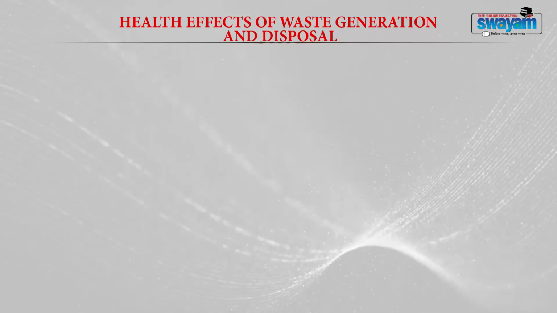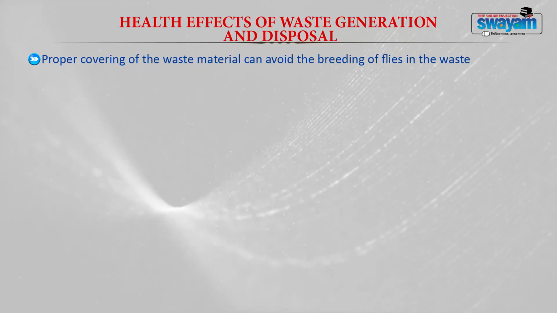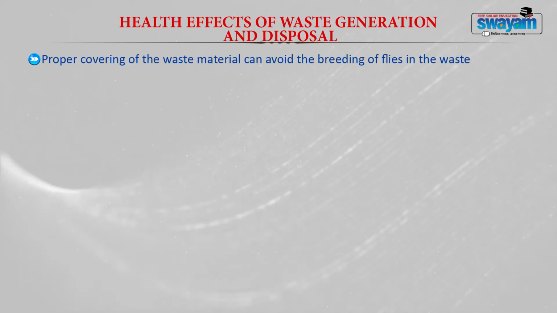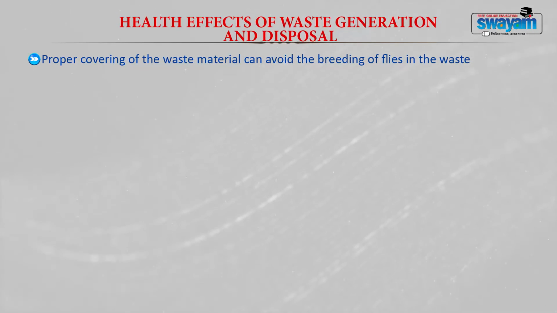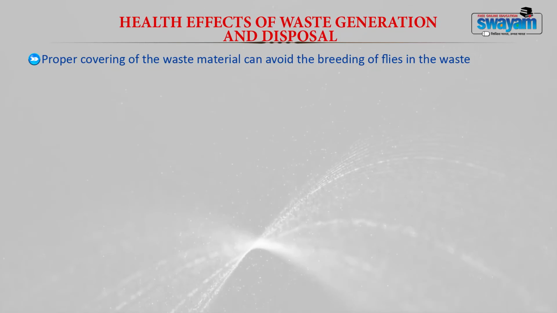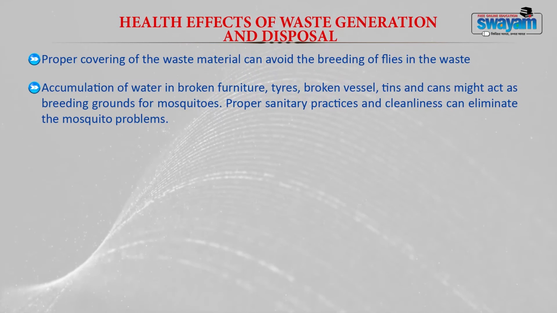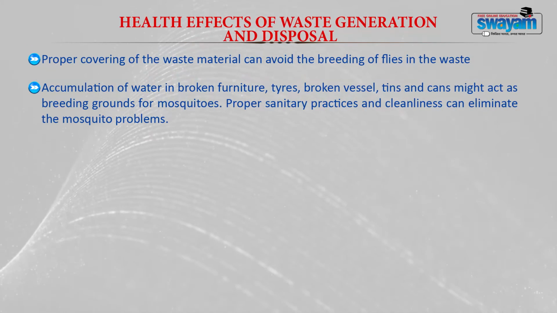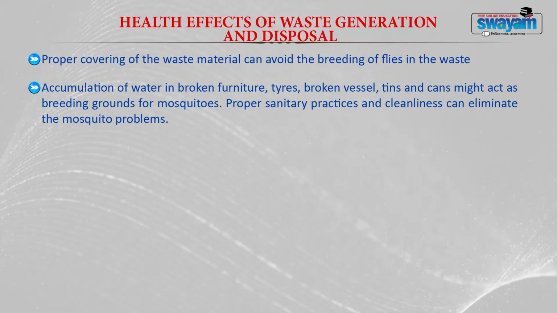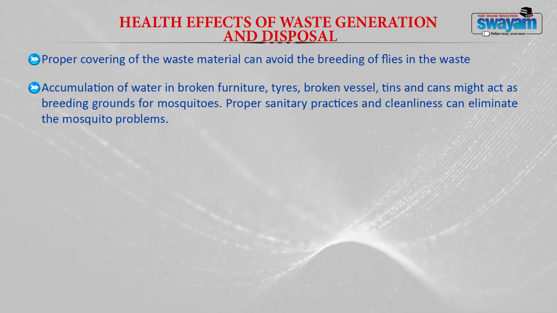Also, wherever you are storing the waste, if you have a proper covering over the waste, that will also minimize the rate of infection. Not only minimizing the infection, it will also avoid the breeding of flies in the waste material. For example, waste tires, broken vessels, tins and cans, when you throw them out, lead to the accumulation of water in them, which again acts like a breeding ground for mosquitoes.